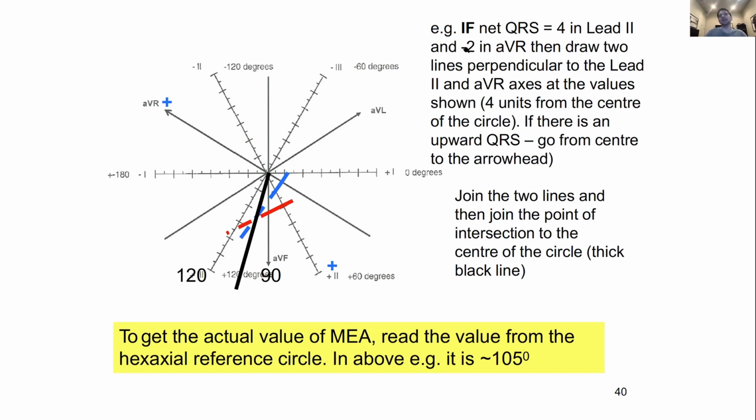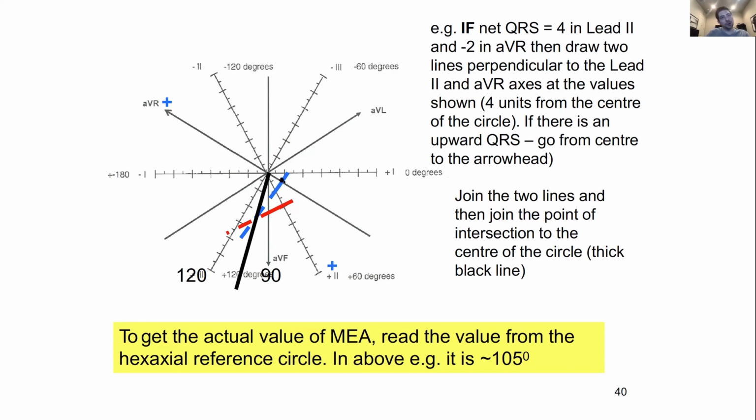Okay, then we're going to say -2 in AVR. This is why I like doing this method, because technically they can give you any of the leads. So -2 in AVR. AVR is the right limb. So if you're looking at the patient, it's the right side. So we have a negative deflection, so it has to go to the other side. We'd say about 1, 2. So we make a little mark here. So we have a mark here and a mark here.